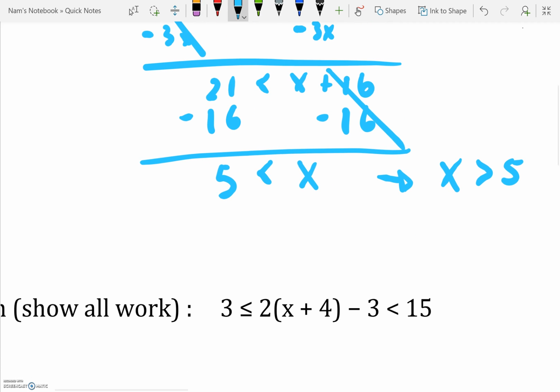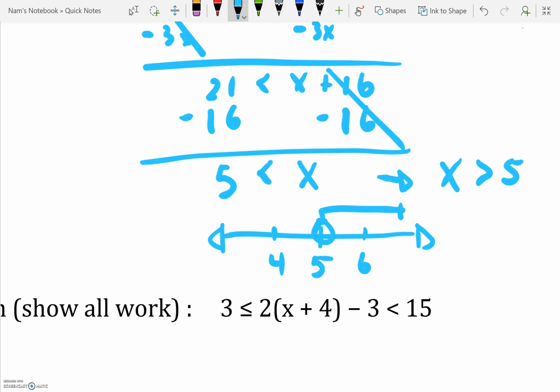And to graph this, since this is just a greater than, there is no closed circle. So draw my number line here, put my boundary, which is 5, open circle, and all the values that are greater than 5 is to the right. So I'm going to draw my arrow this way.